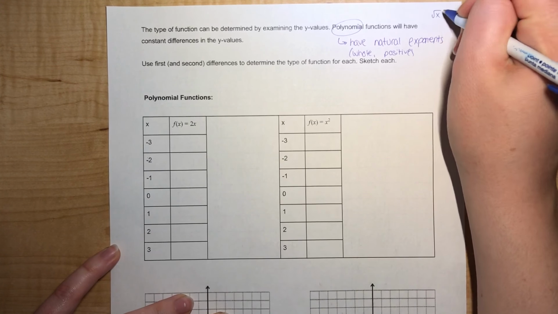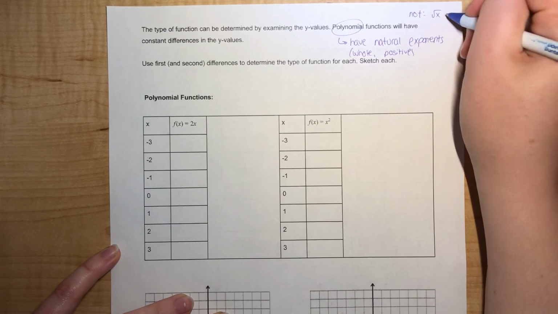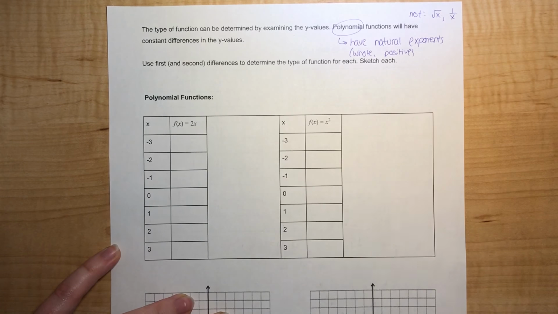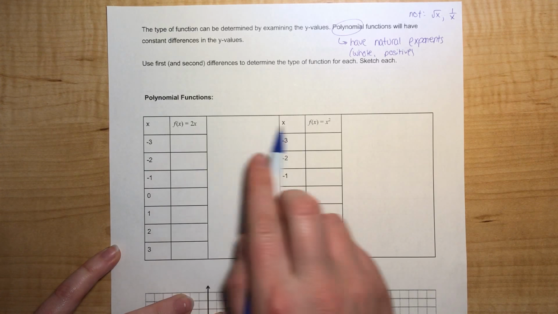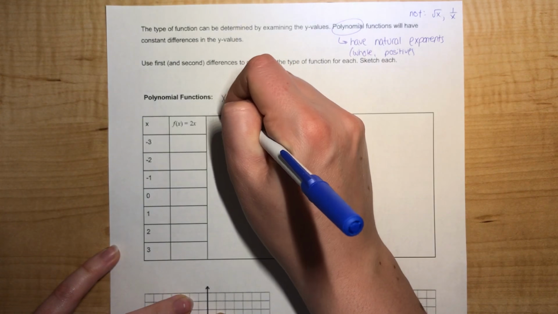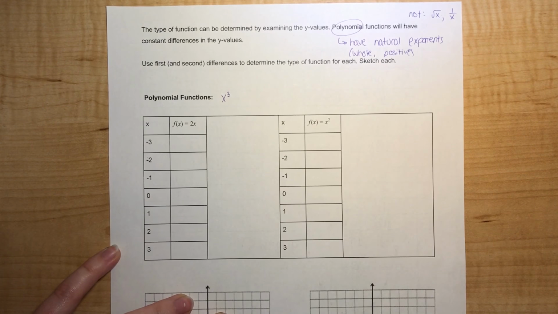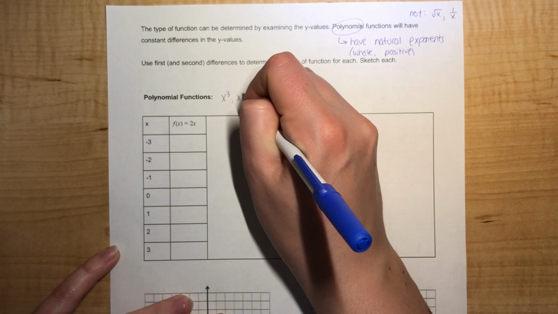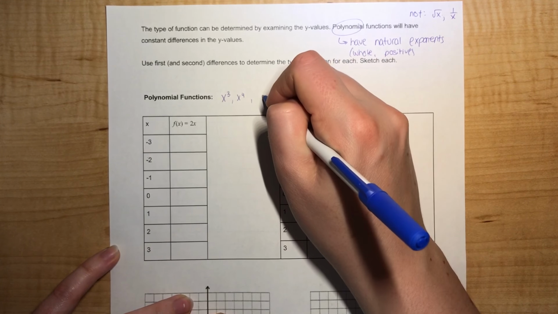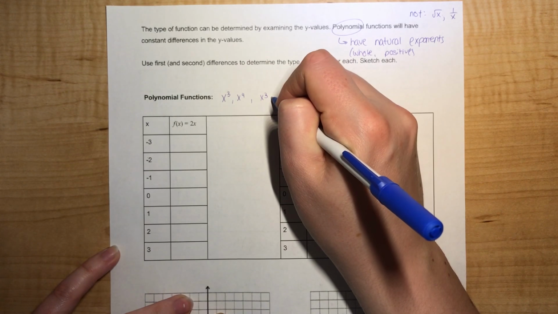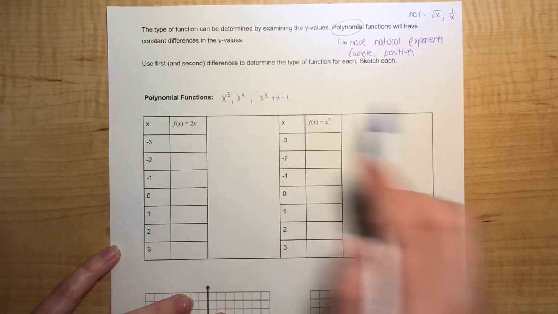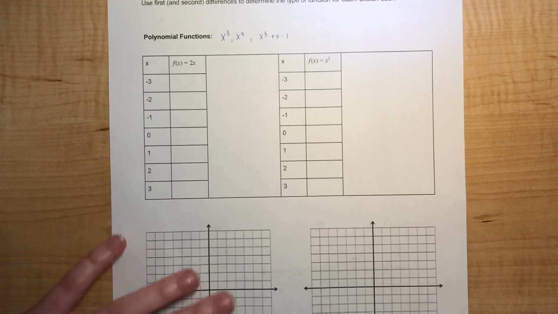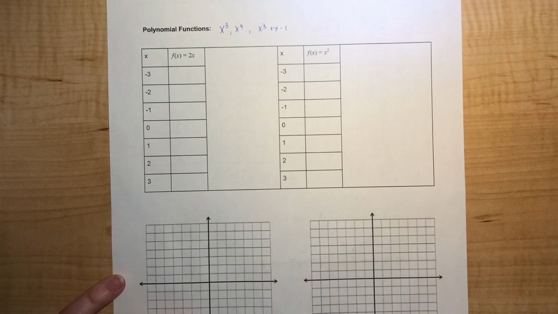So root x is not a polynomial because that's x to the half. 1 over x also does not count as a polynomial because it's x to the negative 1. But polynomial functions might be something like this, 2x, maybe x squared. If you're taking advanced functions, you might look into x cubed and x to the 4. Even different variations of that, maybe x squared, x cubed, plus x minus 1. That's considered a polynomial as well. So let's just complete these tables and see what happens.